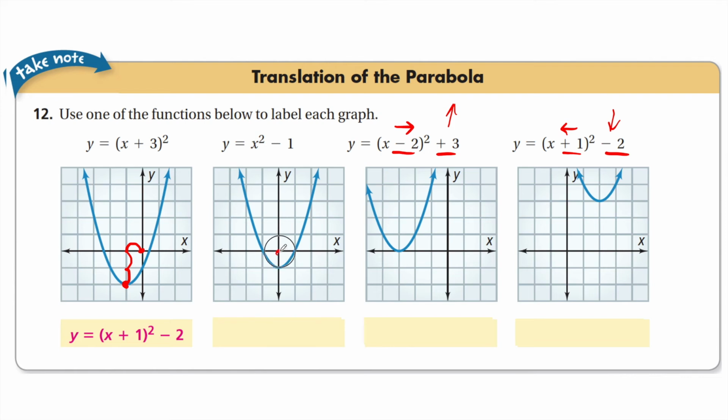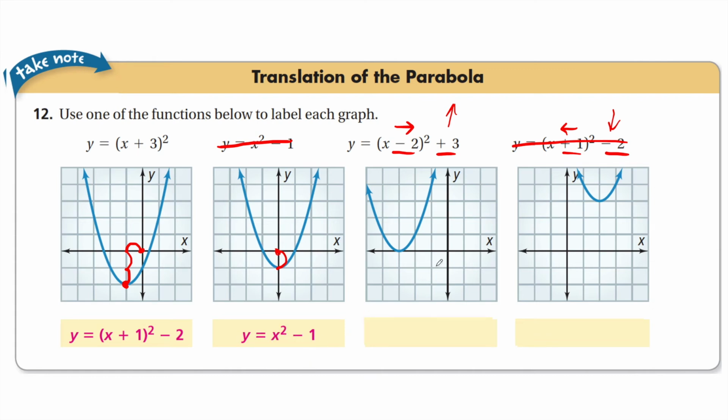Taking a look at the second graph, we just went down 1, so the only one that represents a vertical translation, just a vertical translation, is going to be this one, y equals x squared minus 1. So I'm actually going to cross out this one as well as the previous one. We're going to put that down in the answer slot. So we get y equals x squared minus 1.